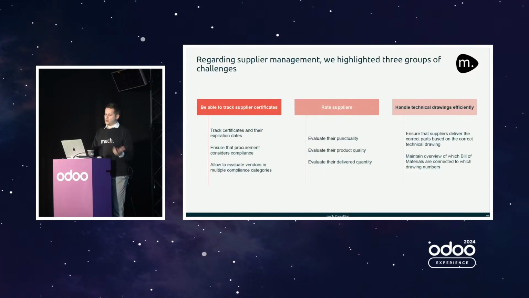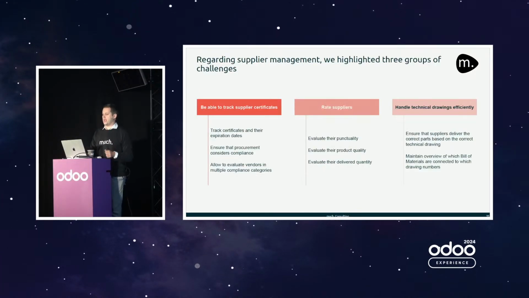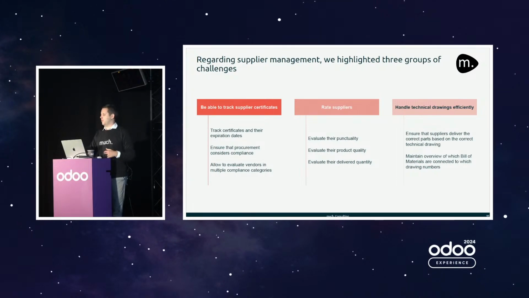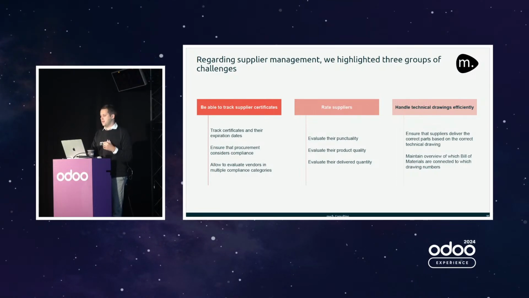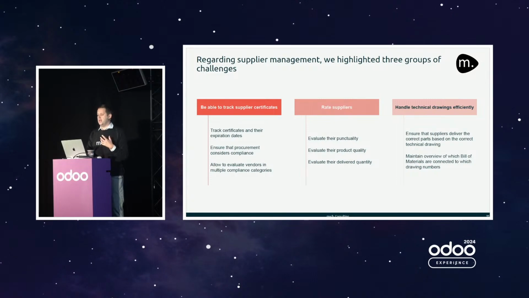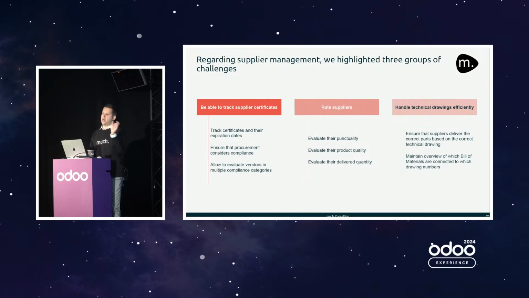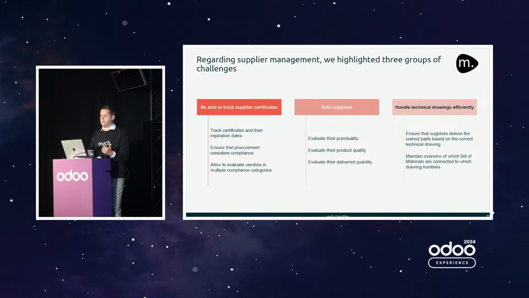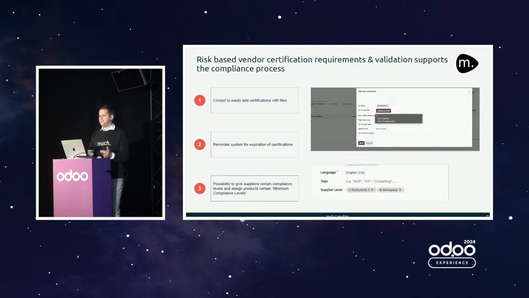And there are three things we want to do here. We want to be able to track our supplier certificates, so we need to know when they expire and when we need to get new ones. We want to rate suppliers, and we need to handle technical drawings and product versions. If they change over time, it's really important to handle those as well.